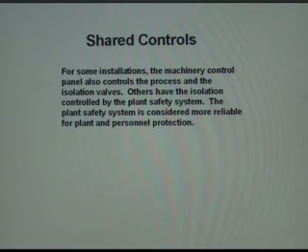However, there are some philosophies and some clients that like to have the isolation valves controlled by the plant safety system, sometimes called an SIS system. And the understanding is that the plant safety system is considered more reliable for plant and personnel protection than the turbine control panel. The belief being that the turbine panel is dedicated towards the turbine of the compressor operation, not to the plant, whereas the plant SIS system is dedicated to the plant and to the people, and so more appropriate for isolation control.